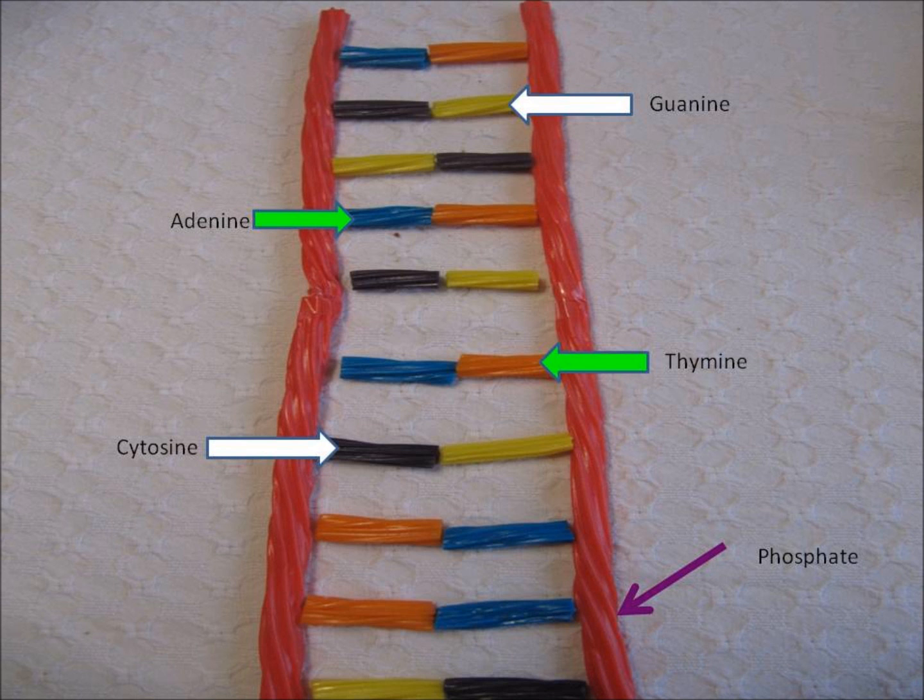This is a single DNA strand. The outer layer is made up of phosphate, while the inside is like a ladder. A guanine base can only pair with a cytosine base, and an adenine base can only attach to a thymine base.